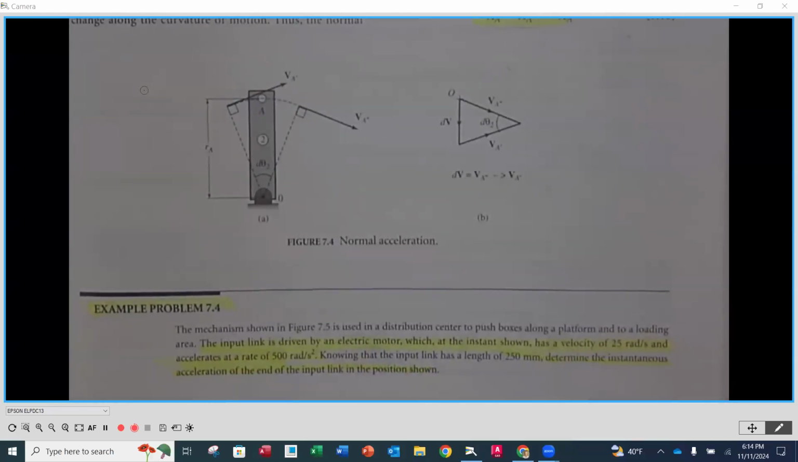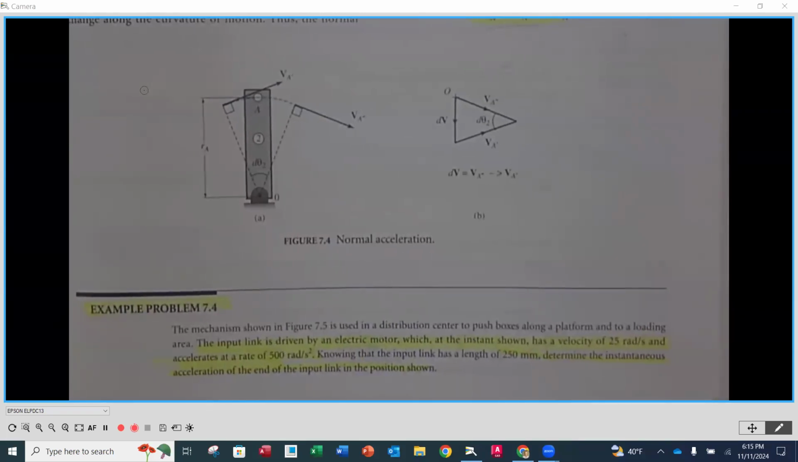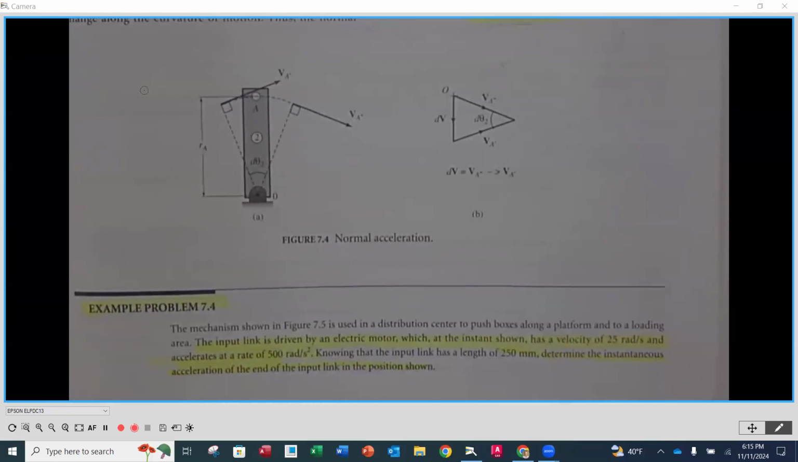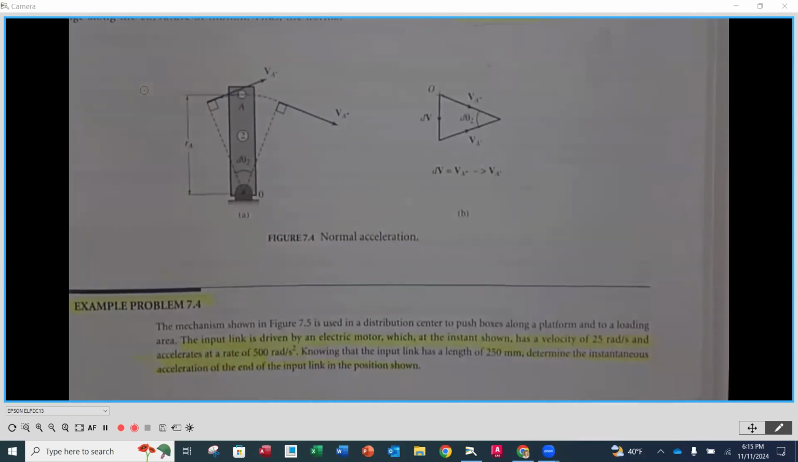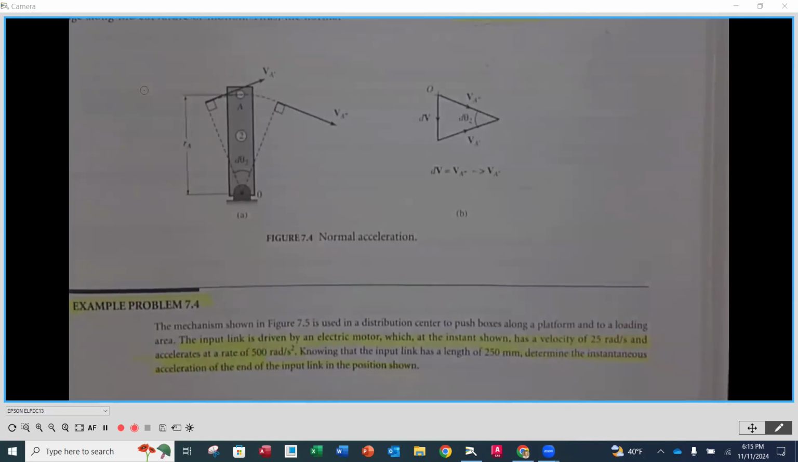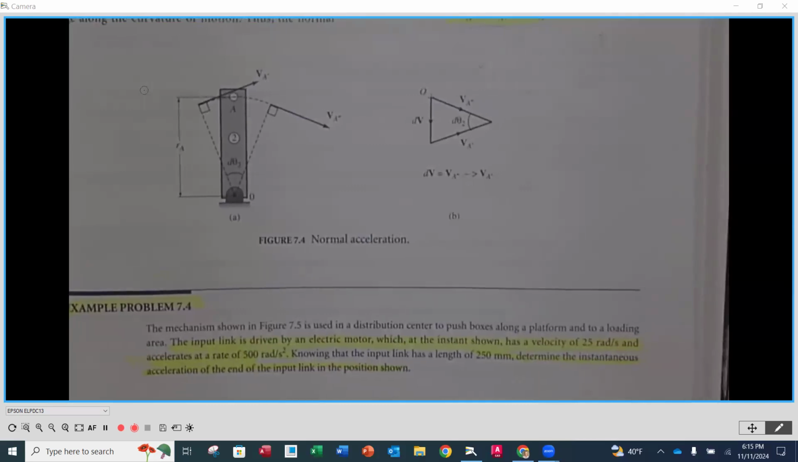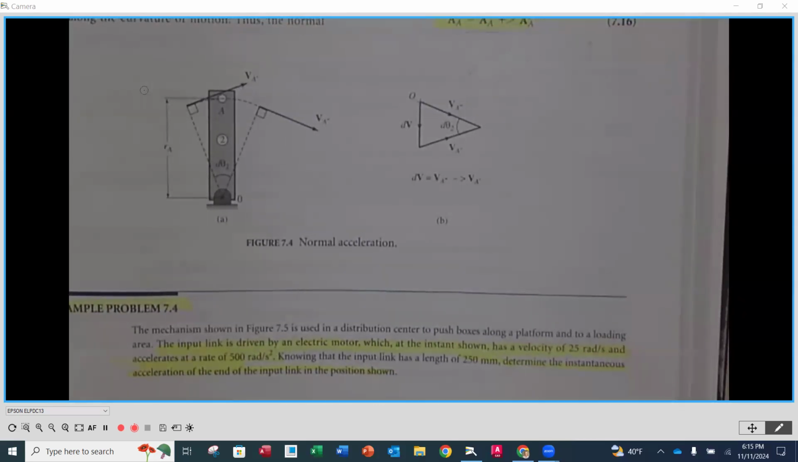It says it pushes boxes along a platform and to a loading area. The input link is driven by an electric motor, which at this instant shown has a velocity of 25 radians per second and accelerates at a rate of 500 radians per second squared. How nice that they have our things already in the units that we need them in. Knowing that the input link has a length of 250 millimeters, determine the instantaneous acceleration of the end of the input link in the position shown.